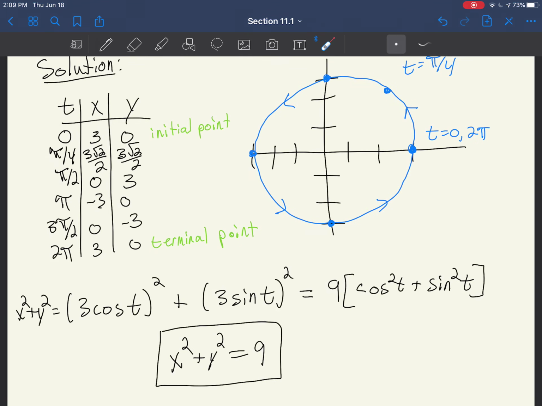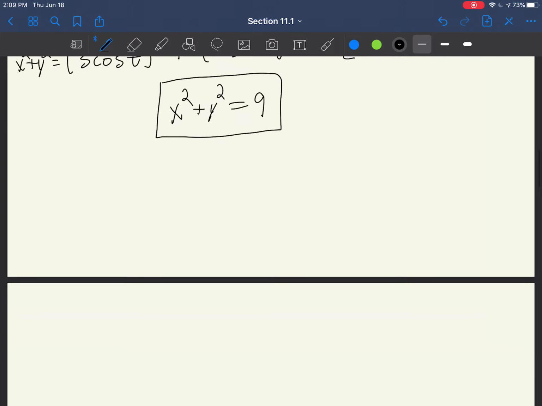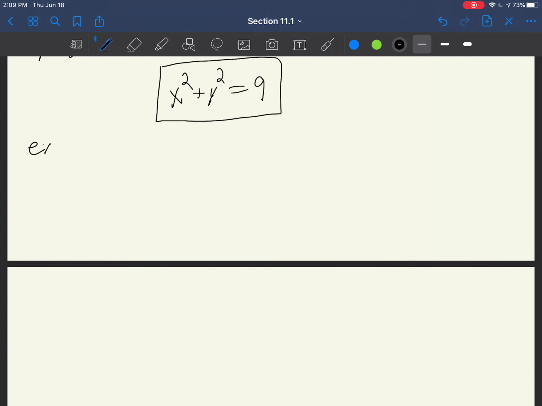And we know that this is a circle of radius 3. So that agrees with our curve that we drew. However, x squared plus y squared equals 9 doesn't have a direction. So when you eliminate the parameter, you're eliminating the direction that the curve is traveling in.